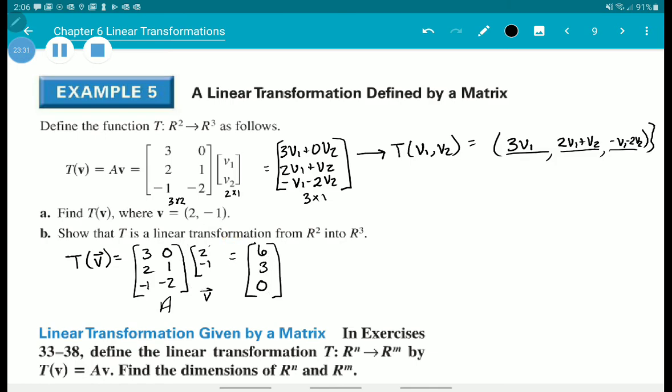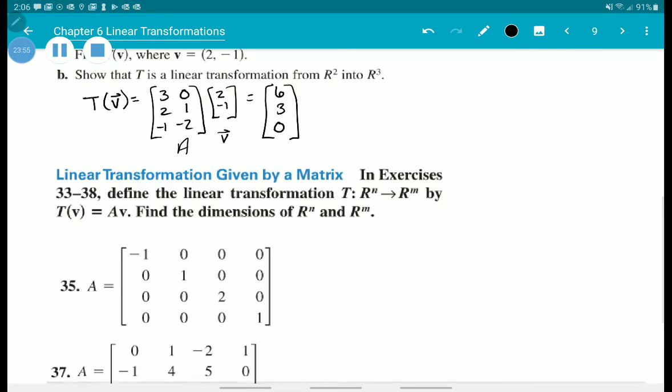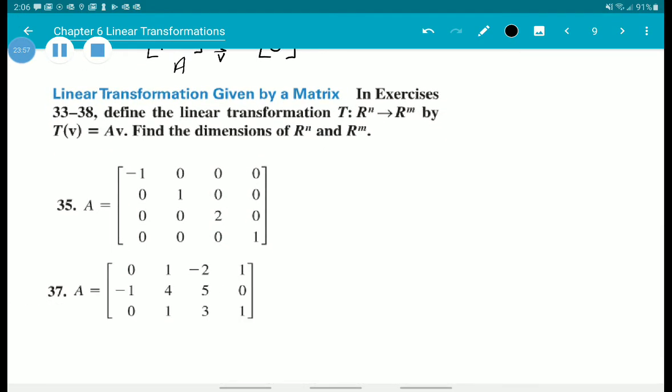We would get the exact same thing if we were to take this vector 2, negative 1 and rewrite it and plug into that form. You're going to get the same answer regardless. It's just, do you want to think about it in terms of matrix multiplication, or do you want to think about it in terms of that standard form? So you've got some options now. So now let's look at a few more examples.